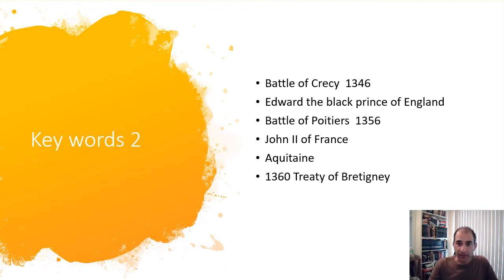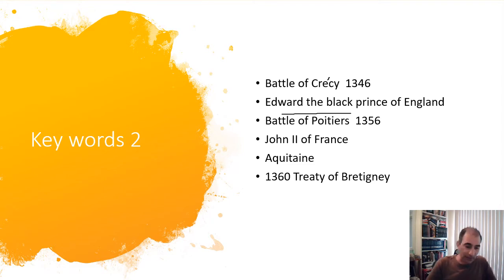This is called the Battle of Crécy. It's actually got one of those little things over the E. I forget what that's called. Battle of Crécy, 1346. We're going to talk about a man named Edward the Black Prince of England. We're going to talk about another battle, Battle of Poitiers, 1356. Then we're going to talk about John II of France. That region Aquitaine as well is going to come up in this treaty. So get these keywords down.